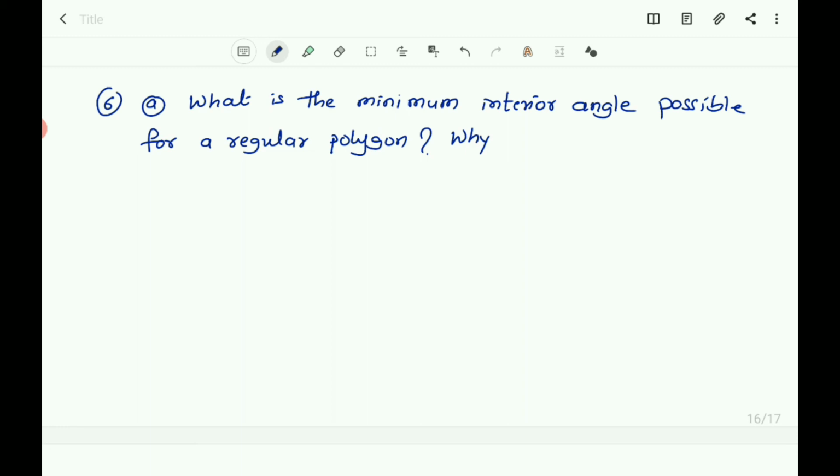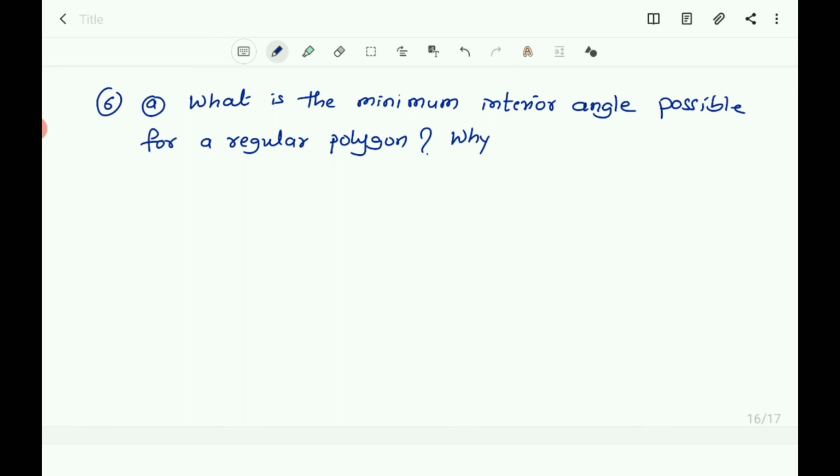And here the word regular polygon means that is nothing but a triangle which is an equilateral triangle. Here n equals 3, and in an equilateral triangle the interior angle is 60 degree. Therefore you can say that the minimum interior angle possible for a regular polygon is 60 degree.